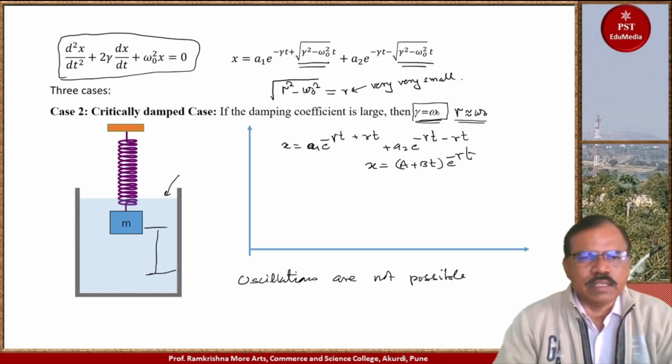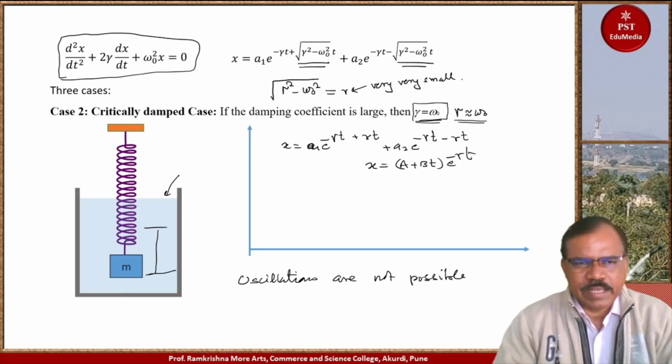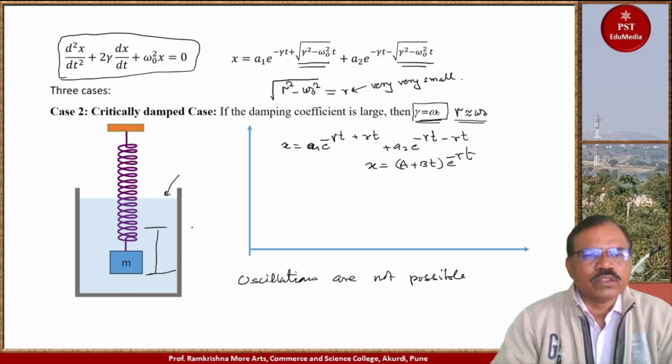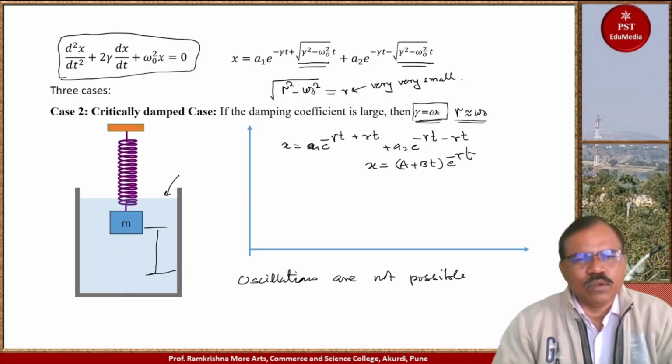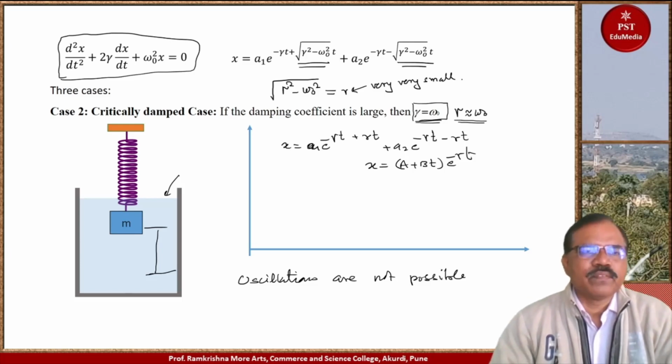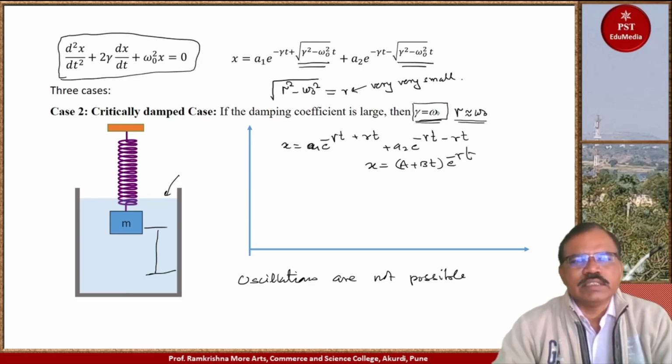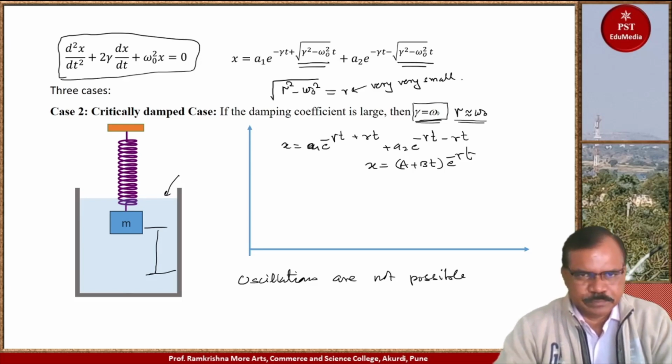Oscillations are not possible. Means what happens here? If we extend and release, with time its x will go on decreasing, but within a short interval of time it comes to rest at the equilibrium position. It will not cross the equilibrium position. So oscillations are not possible here.